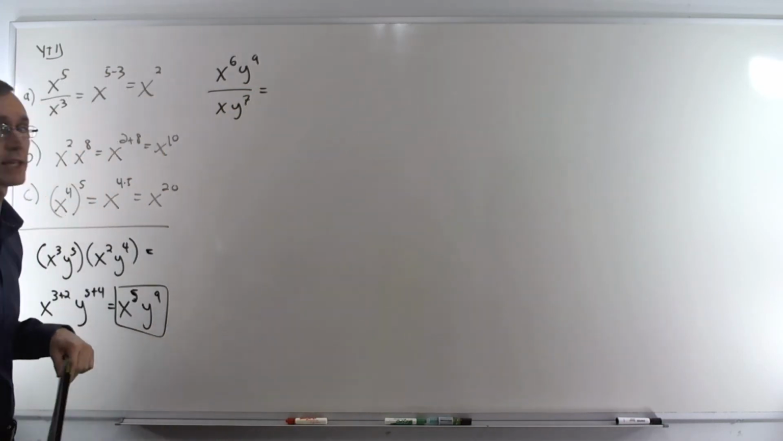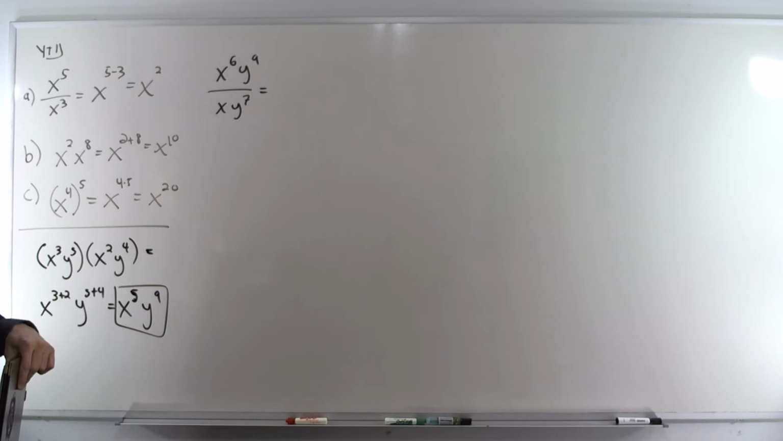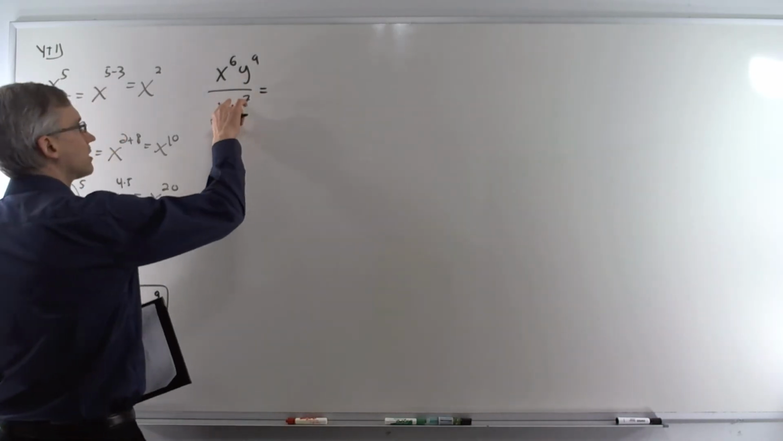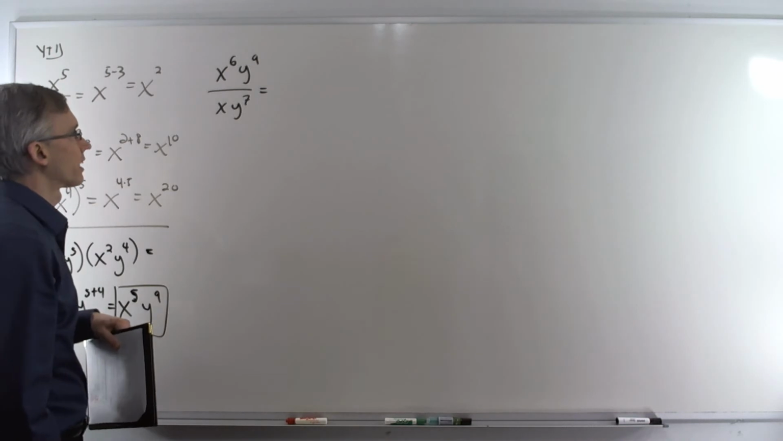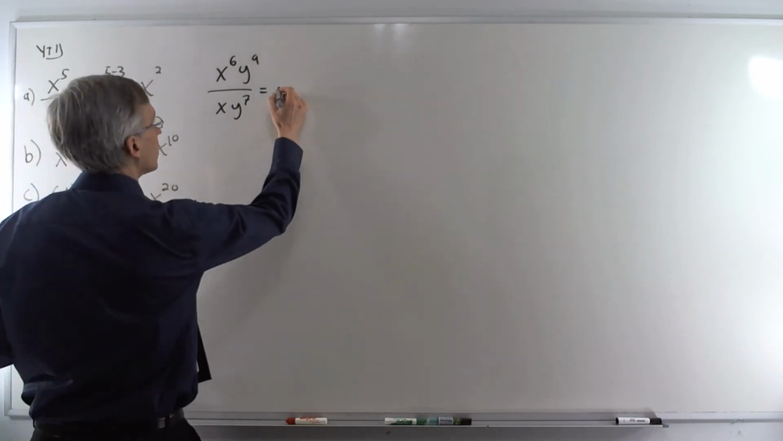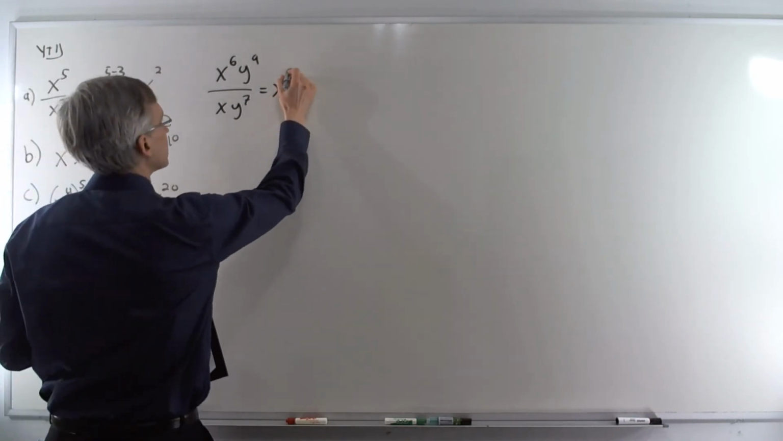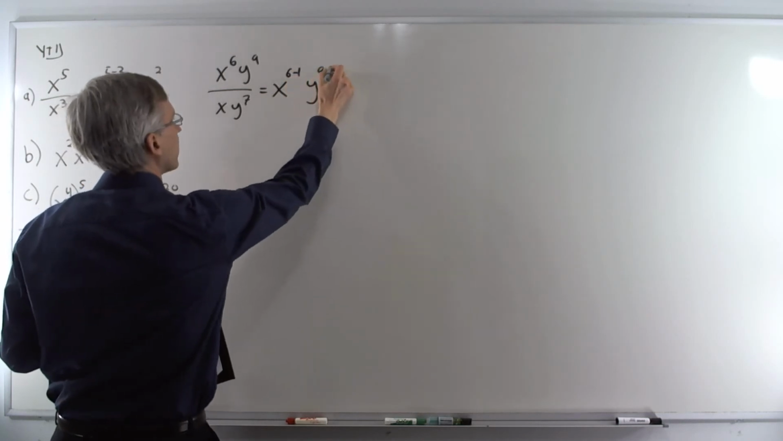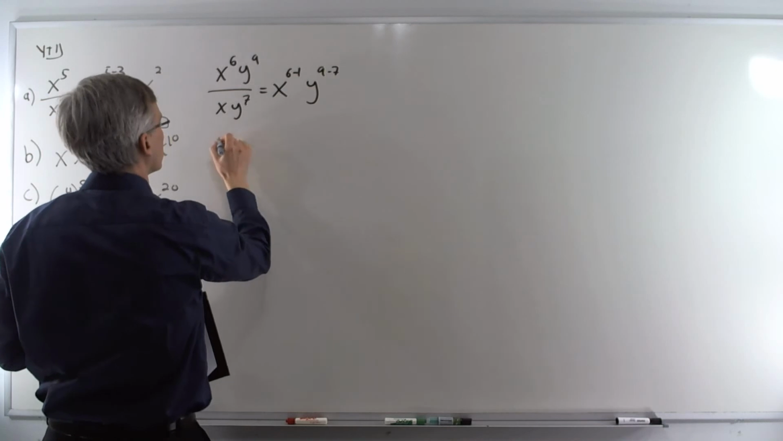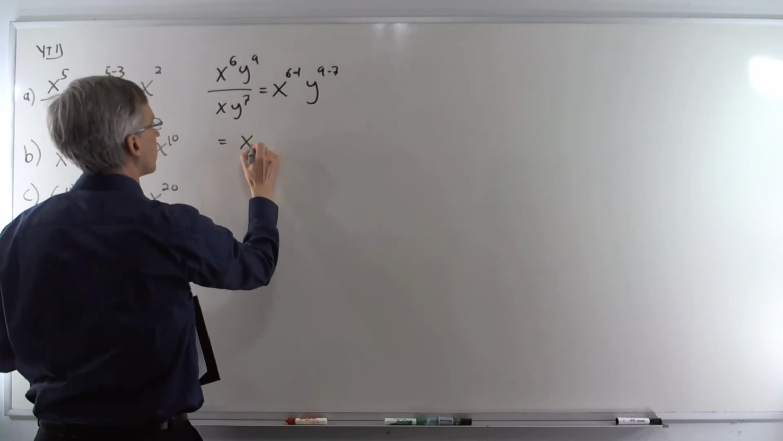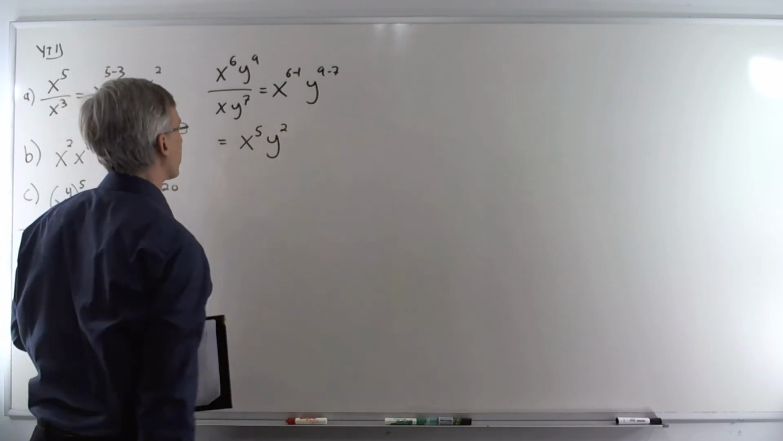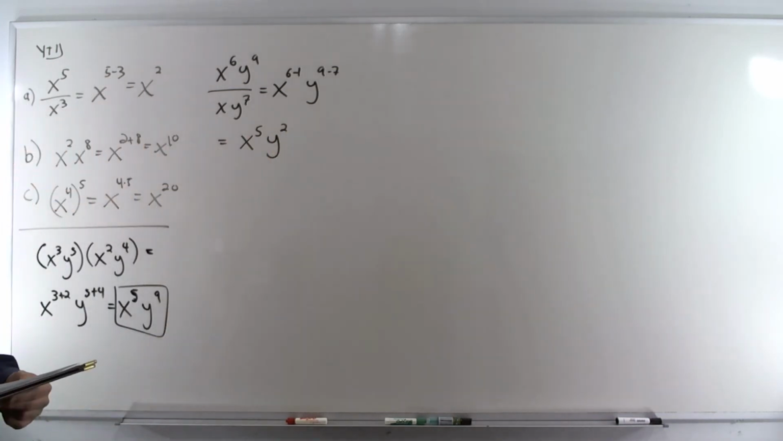Next one, x to the 6th, y to the 9th divided by x, y to the 7th power. So we'll subtract the exponents on the x. Remember, x without an exponent is just x to the 1st power. So we got x to the 6 minus 1 and y to the 9 minus 7. So that gives us x to the 5th, y squared. Your turn, number 2.